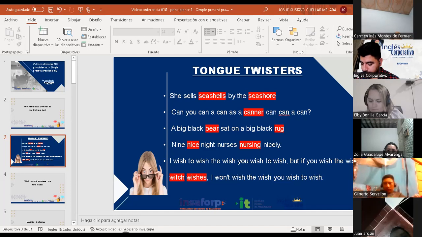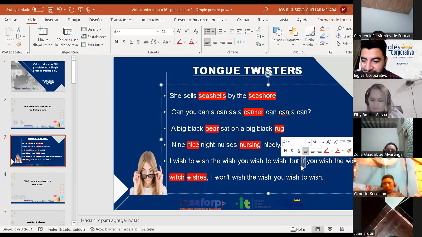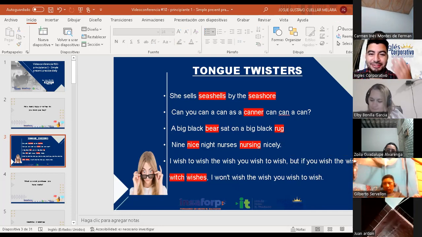Five. I wish to wish the wish you wish to wish, but if you wish the wish, the witch wishes, I won't wish the wish you wish to wish. Yeah, solo esta que me dijiste. Ay, mira, que te gusta inventar. Bueno, ya te vi. If, solo I've, if. La más fácil, if. Ok. Pero ya veo que la seguí, Vanessa. Te está ganando ahí. Okay. Very nice. Congratulations. Bien hecho.